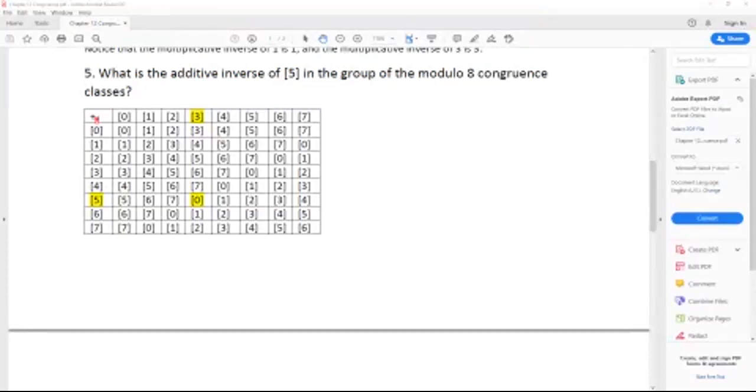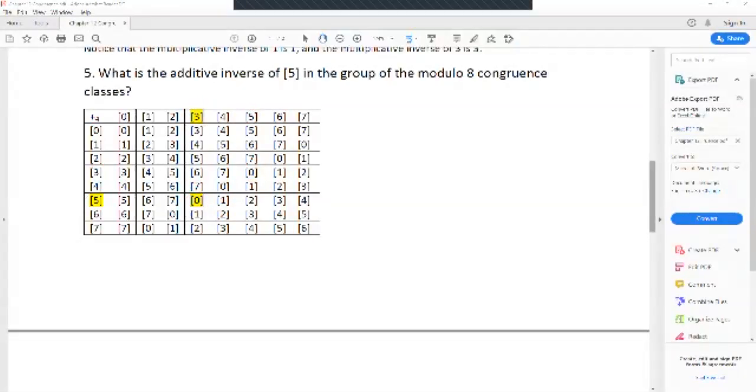So what is the additive inverse of the class 5? Well, if we go down to the class 5 under addition, notice that if we add class 3 to class 5, we get class 0, and 0 is the identity under addition. Likewise, we can also check that if we take class 3 and add it to class 5, we also get class 0. So 3 and 5 are additive inverses of each other.